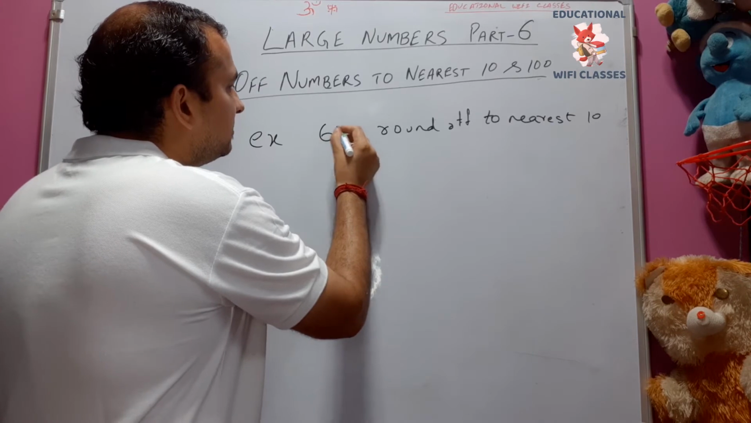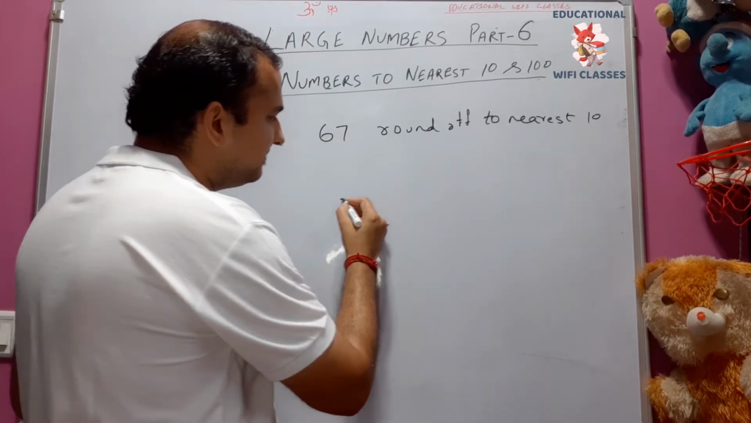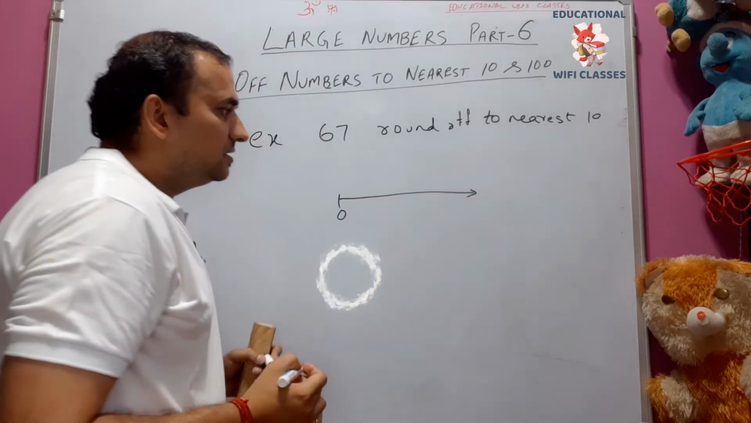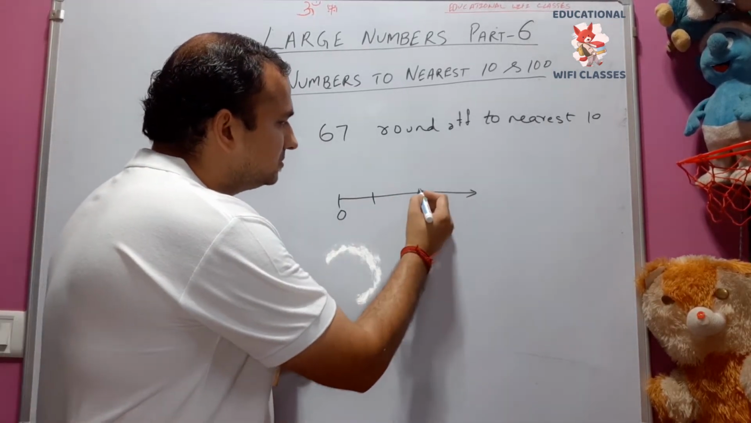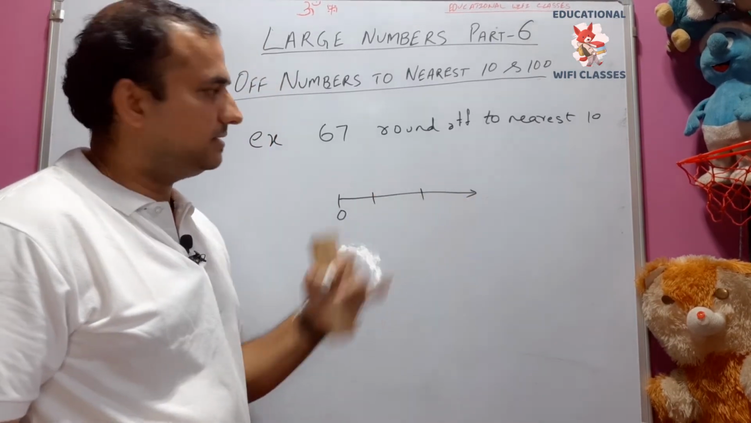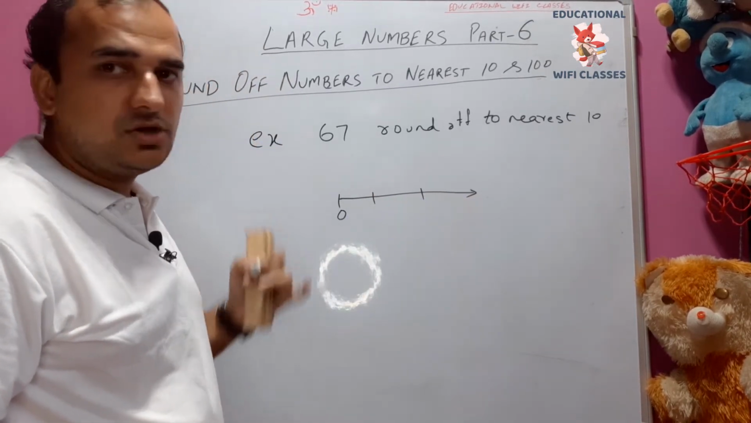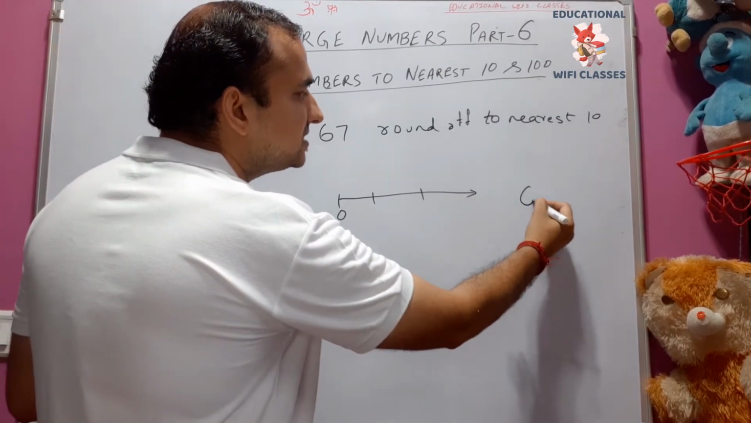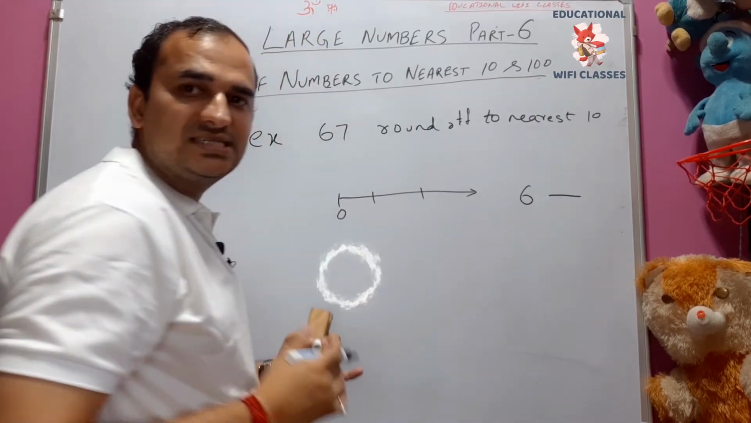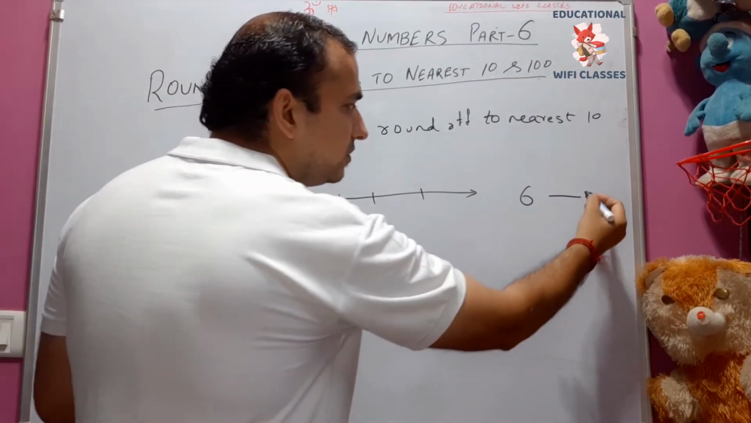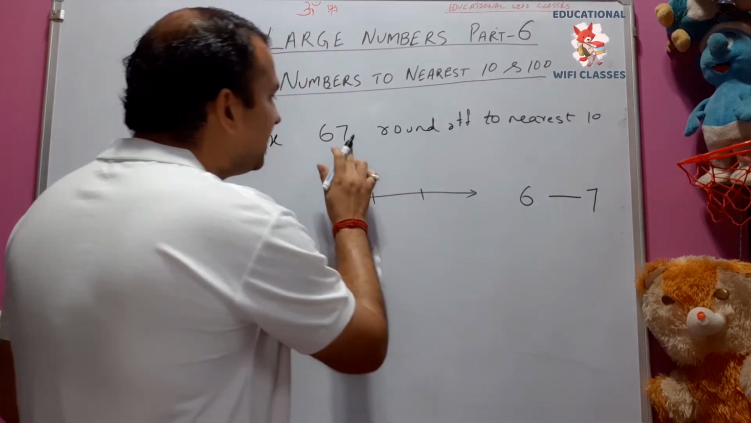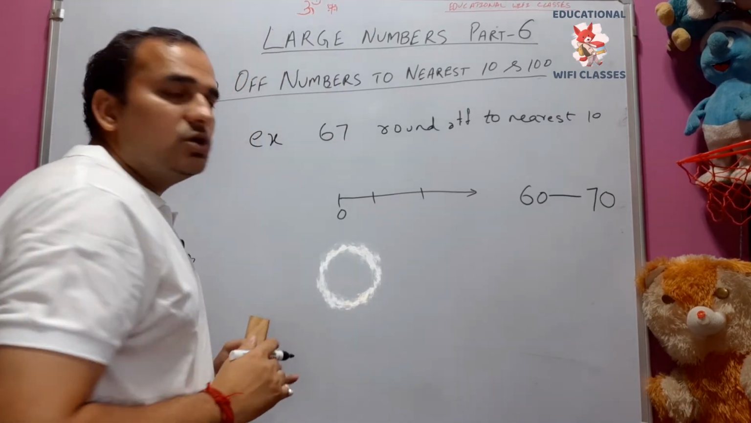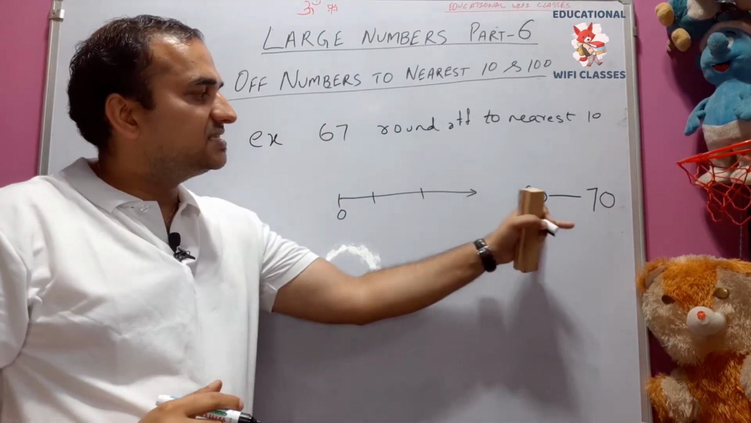Suppose 67, round off to the nearest 10. So I will just make one small line only. I will not make a very long number line, and I will put 2 dots because I need to round off to 10. So now I will see what is on the tens place. On the tens place I have 6, so I will put 6, and the successor of 6 is 7, so we go with 7. We put a 0 at the back, replacing this digit, so it becomes 60 and it becomes 70. So our question lies between 60 and 70.